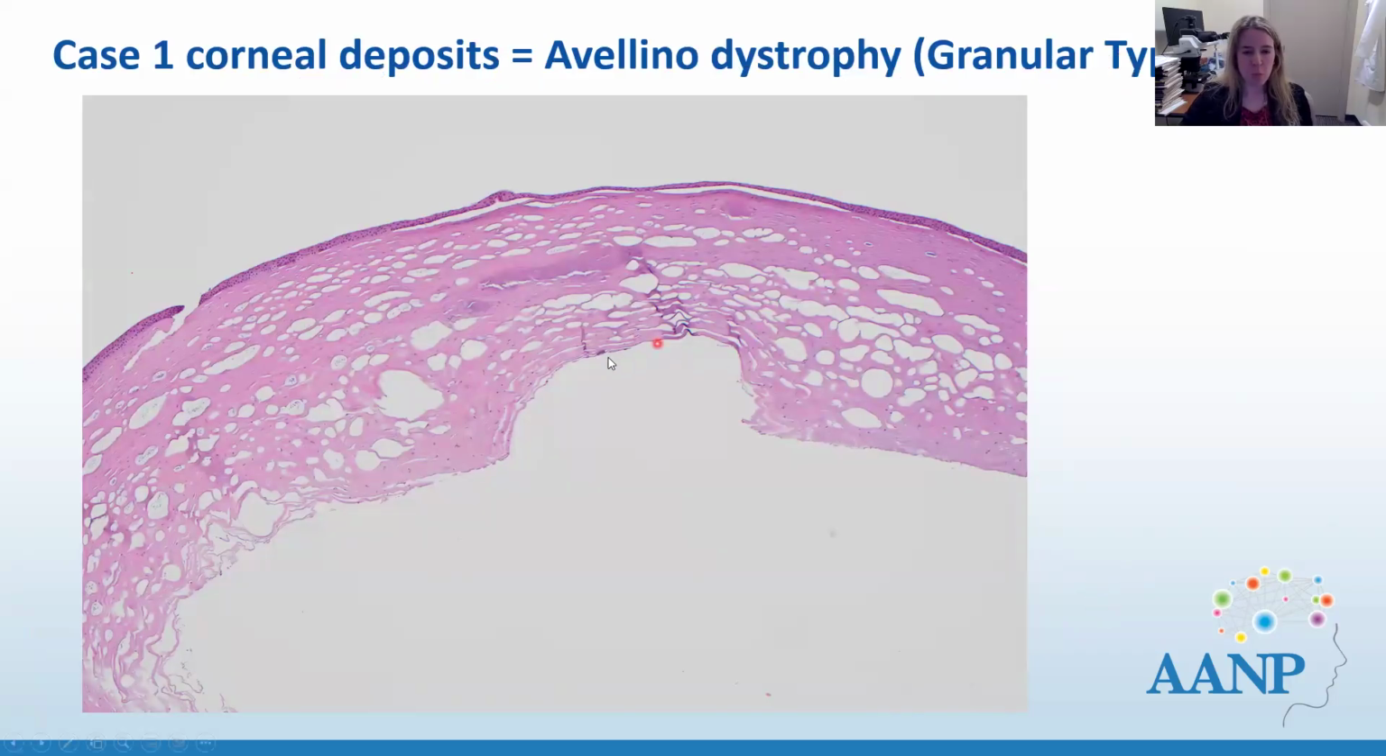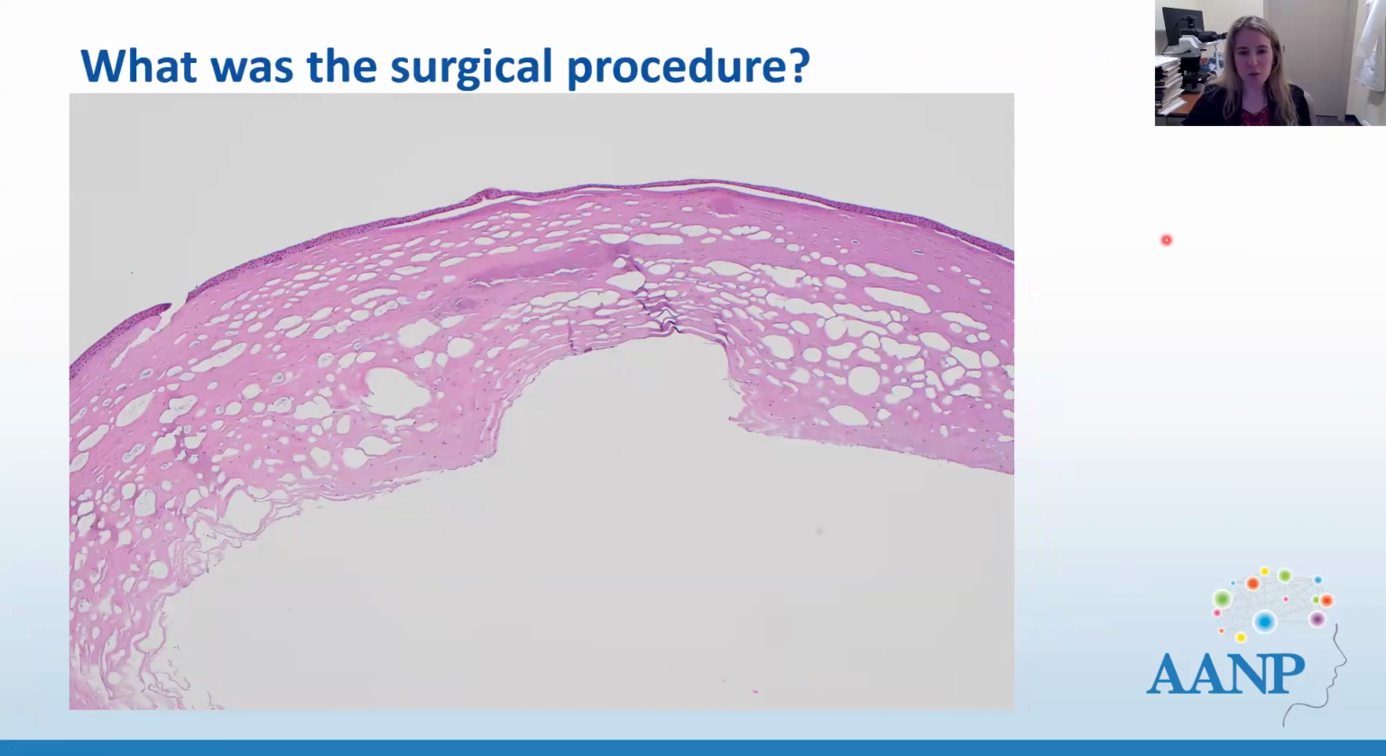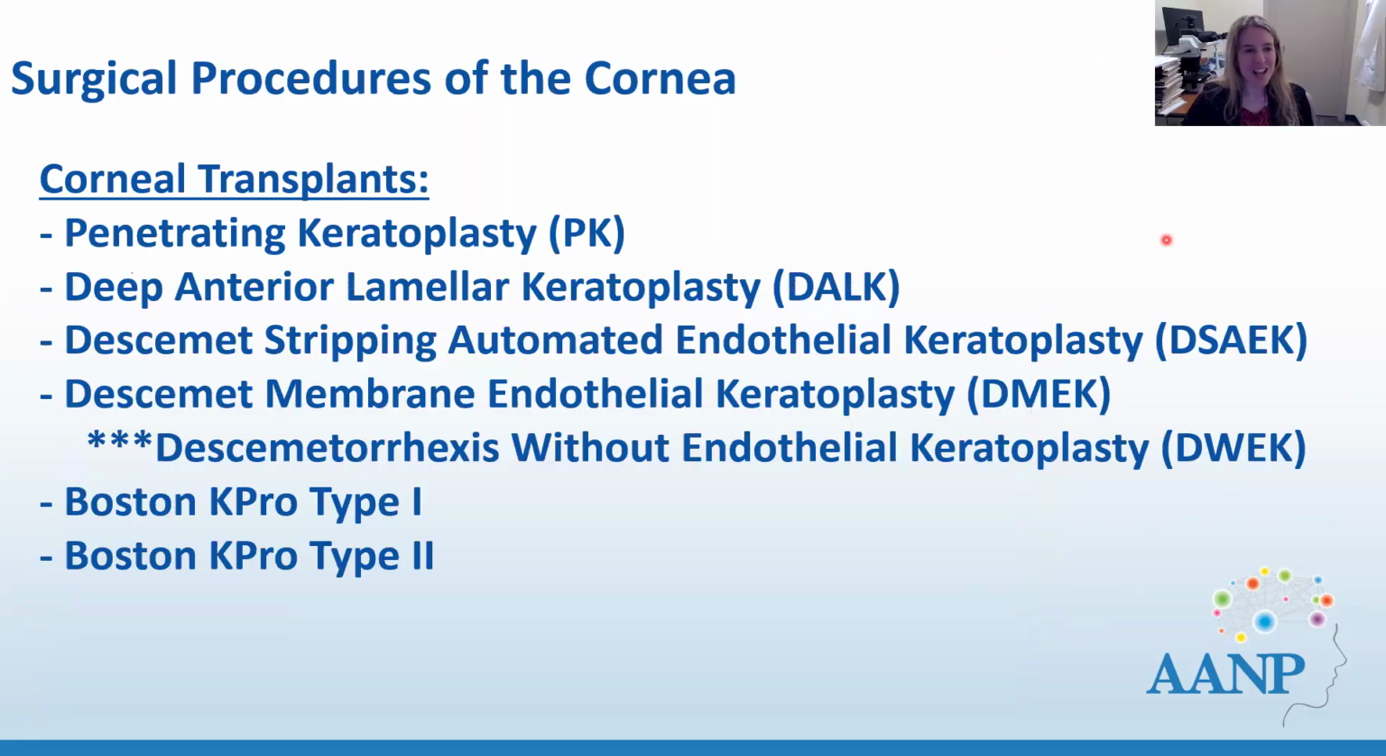So basically, we've found out that in this specimen, we can say that there is granular dystrophy type 2 or Avellino dystrophy, but the question is now, well, what was the surgical procedure that was done? And often just looking at corneas, you can figure out many things about what surgical procedures have been done. Let's take a brief review of some surgical procedures of the cornea. There are so many of them, and it can be really helpful to be familiar with them. There are penetrating keratoplasties, or PKs, deep anterior lamellar keratoplasties, or DALK, Descemet stripping automated endothelial keratoplasty, or DSAEK, Descemet membrane endothelial keratoplasty, which is DMEK, and Descemetorhexis without endothelial keratoplasty.